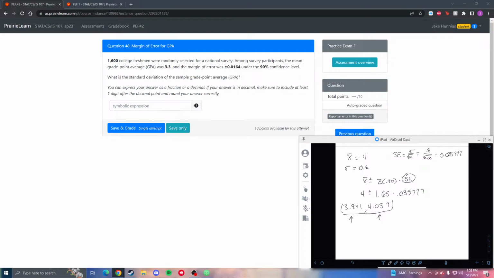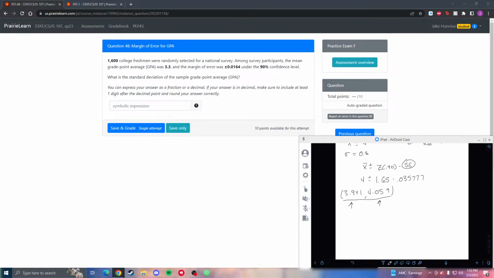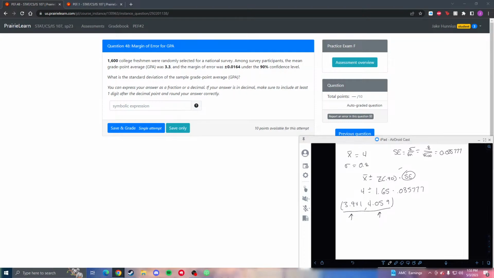Okay, so now we're going to start on this one. We have a 90% confidence interval with a margin of error of plus or minus 0.0164. So what the margin of error is, is this calculation right here.